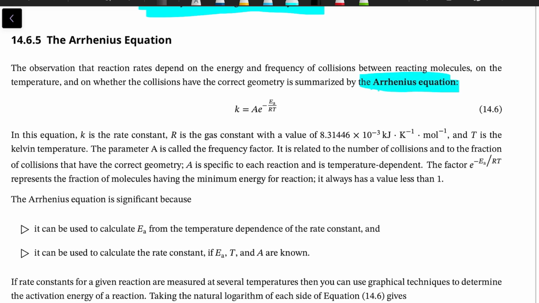So this equation allows us to connect the idea of the rate constant with the activation energy. And if we look at the features of this equation, of course, like I said, this is the rate constant. This is the activation energy.